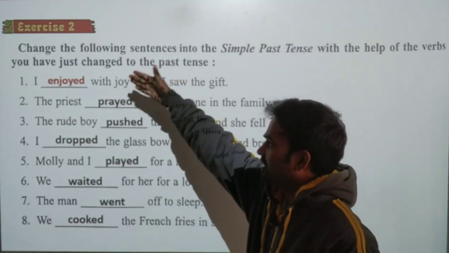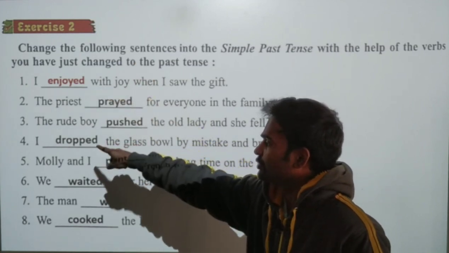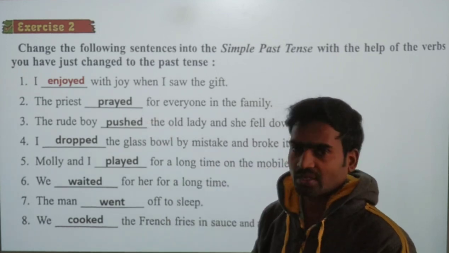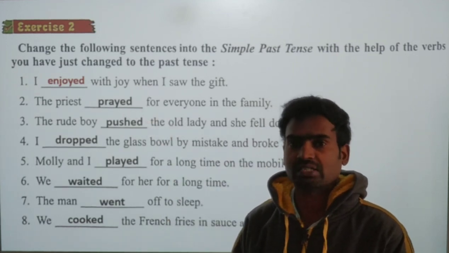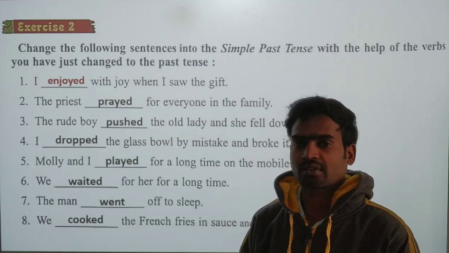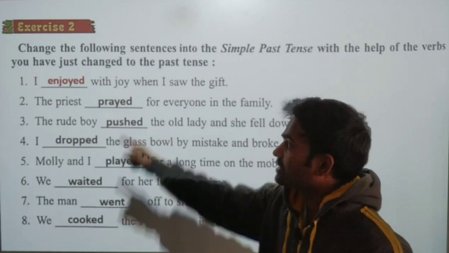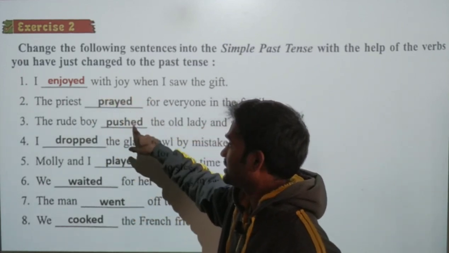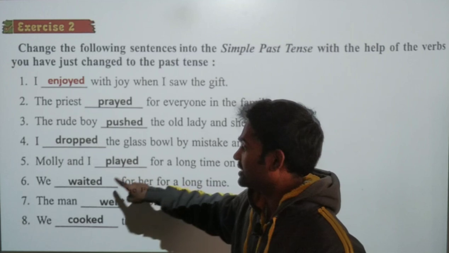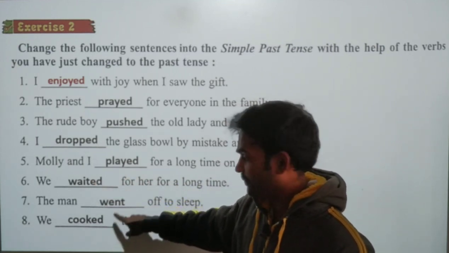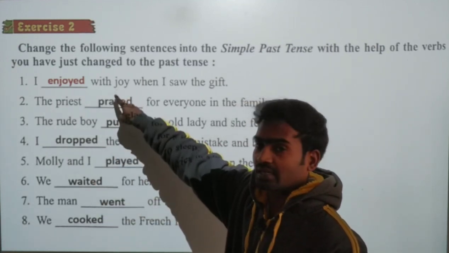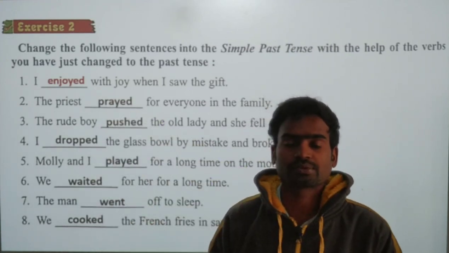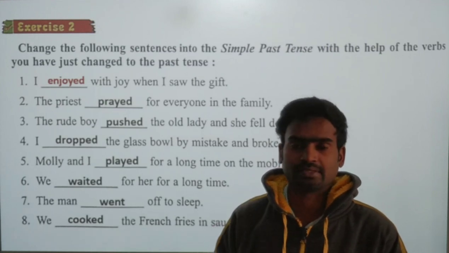So when we observe all these: enjoyed, prayed, pushed, dropped, played, waited, went, cooked. All these 8 verbs are in the simple past tense. How to find? See, all these verbs are ending with ed. Here ed, again ed, here no ed, again ed. So this is called a regular verb. Regular verbs are always ending with ed.